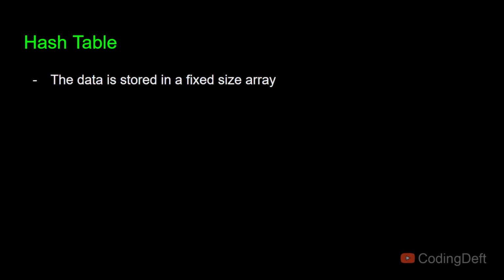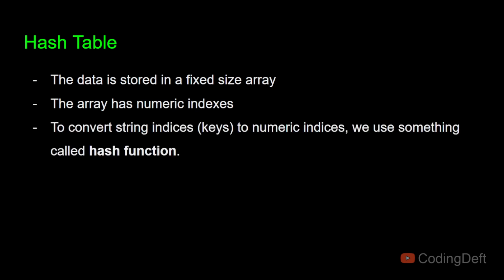So in a hash table, the data is stored in a fixed size array, and the array has numerical indices. So you'll ask, my key value pairs, the keys are strings. How can I store strings in numeric indexes? So that is where a hashing function comes into the picture. What a hashing function does is it converts the string indexes, that is keys, to numerical indices. So let us see more about the hashing function and how that works.